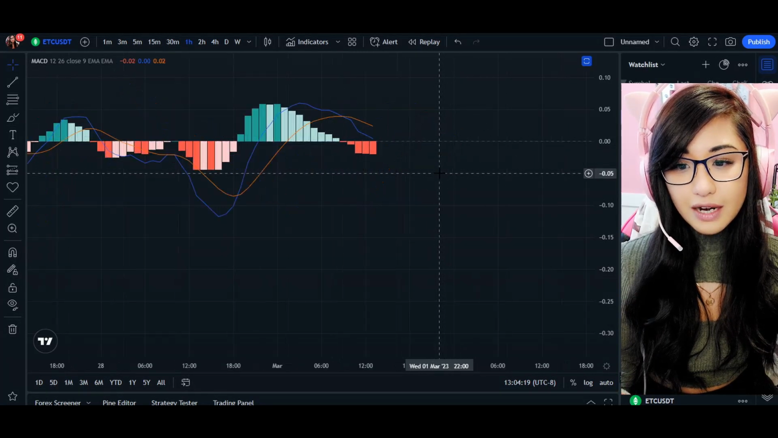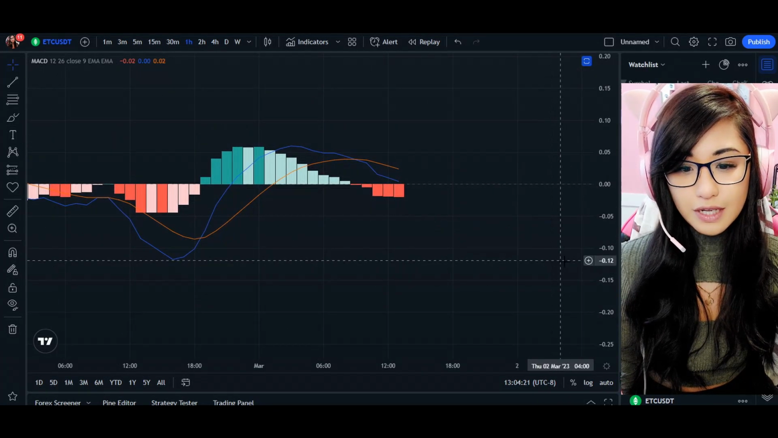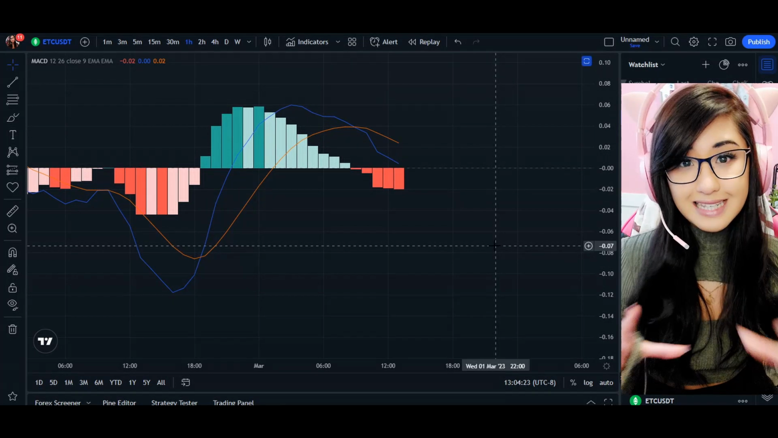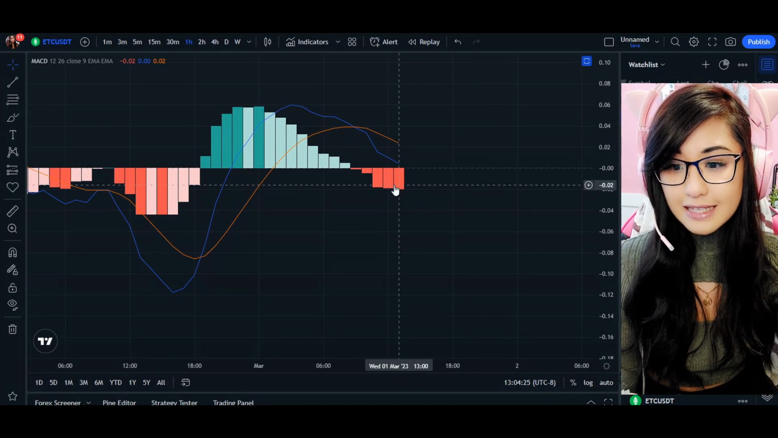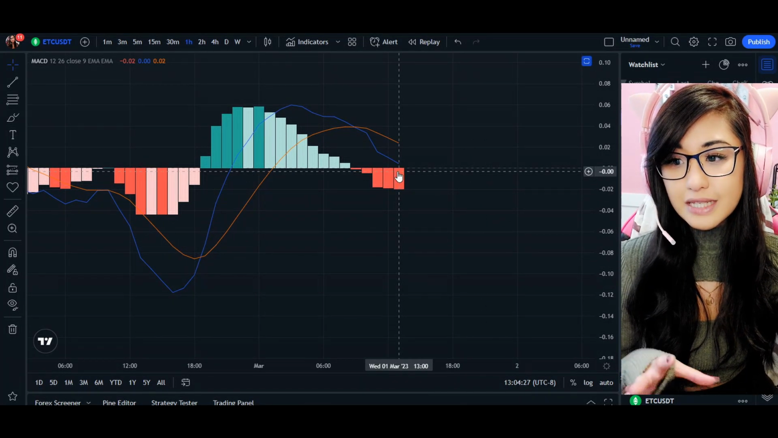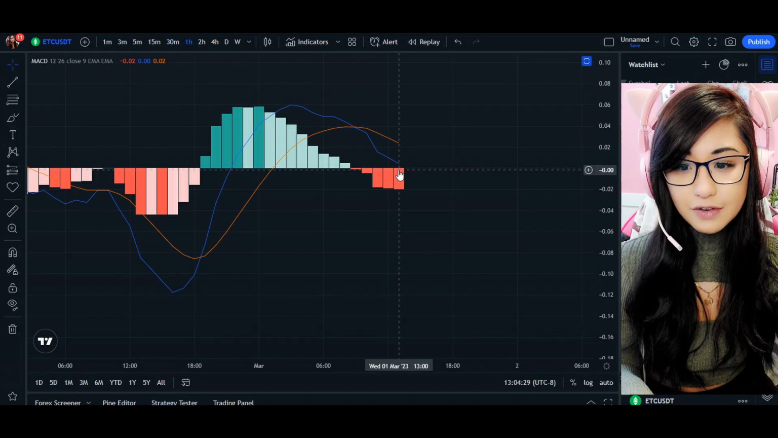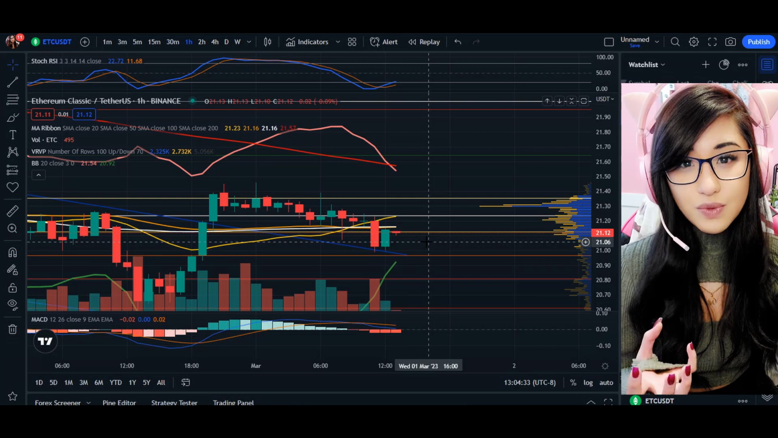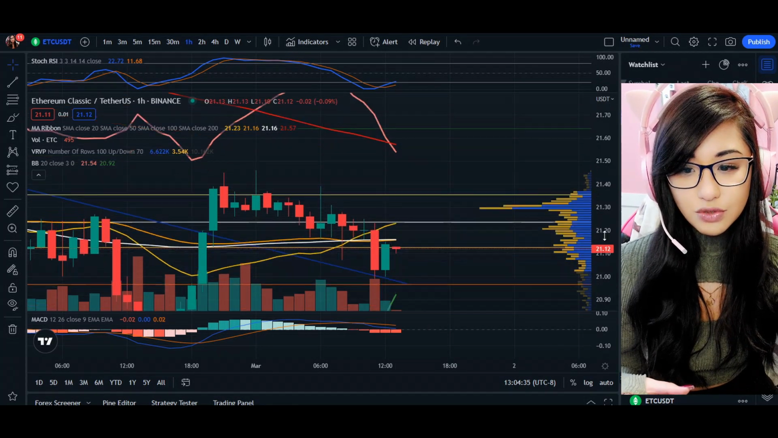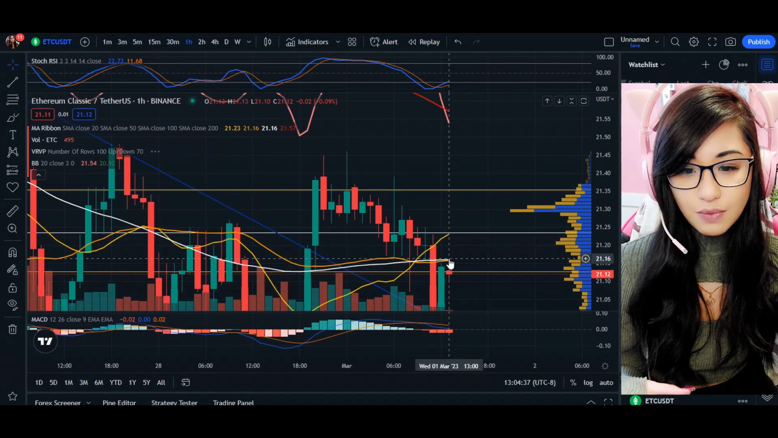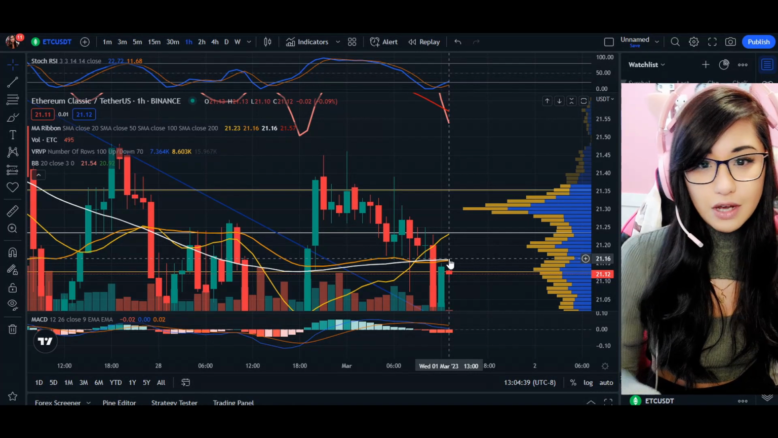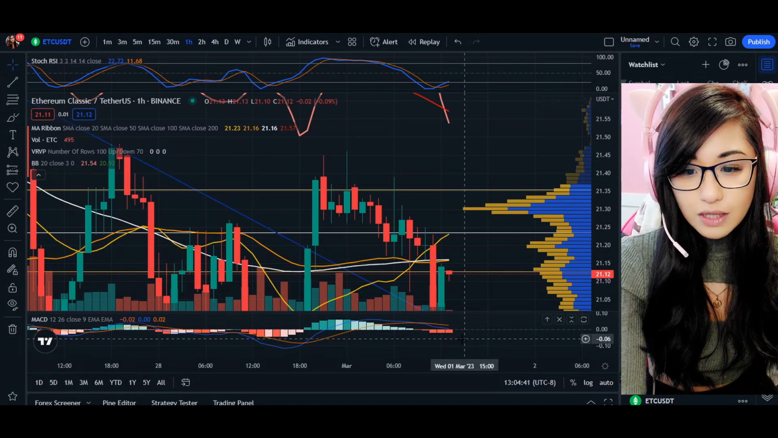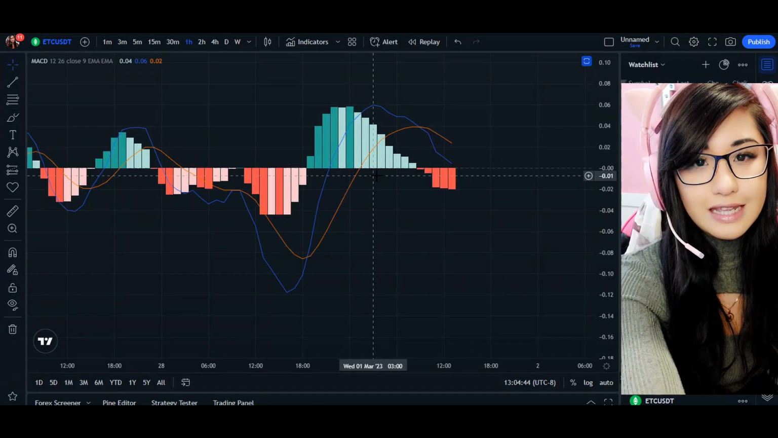Now that we are in these red histograms, one of the things that we want to observe is the size of the histograms, and the size itself is only 0.02% here of these histograms. So this wave itself isn't as strong as we want it, but initially, in order to retest the area of resistance that we've got here at the $21.16, we will need to see lighter colors in this histogram.